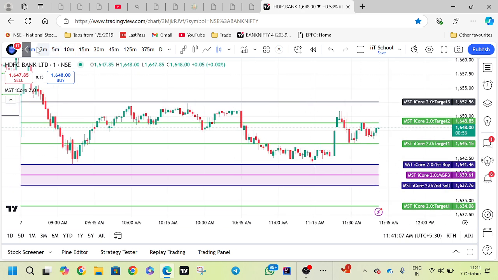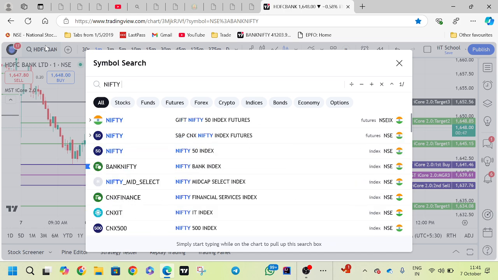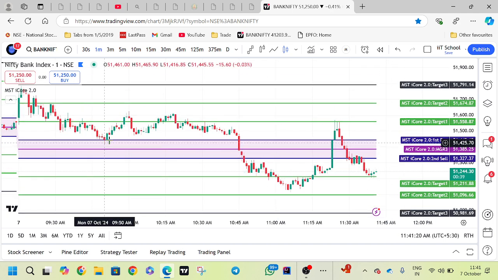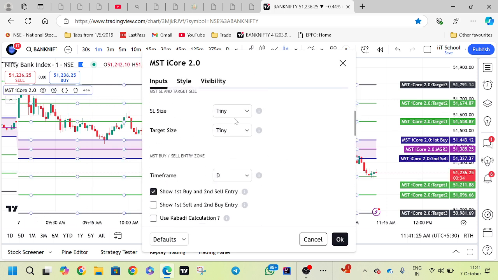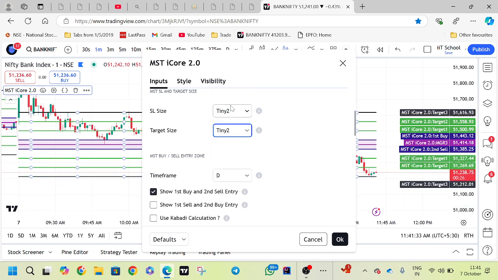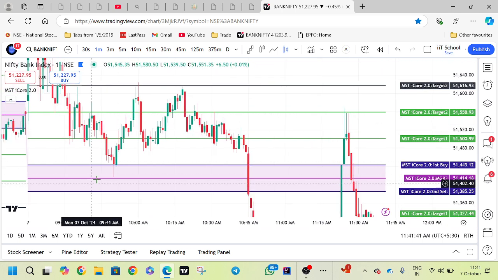Okay, so this is HDFC. Now you can ask me, sir, what happened to your favorite index, Nifty, Bank Nifty? Everything I will show you one by one. So here exactly buy activated. Here I have kept default settings, but for Bank Nifty we are supposed to keep tiny to. Bank Nifty, Sensex, and other scripts trading above 50,000, we have to keep tiny to. Now see here, buy activated, first target hit, second target hit, third target hit.